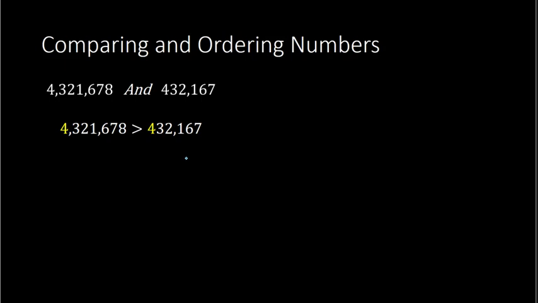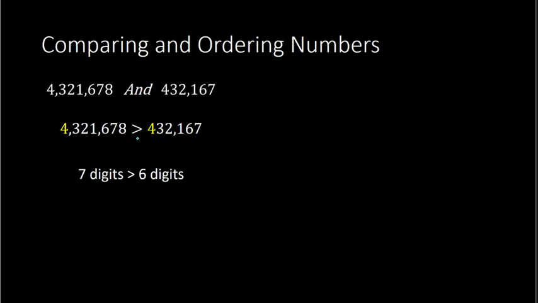And we also know that because the first number has 7 digits, whereas the second number has 6 digits. So we can compare also the number of digits. So 7 digits is more than 6 digits, therefore we know that the first number is bigger than the second number.